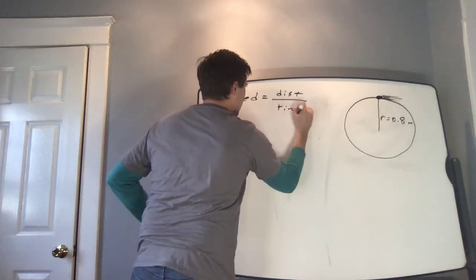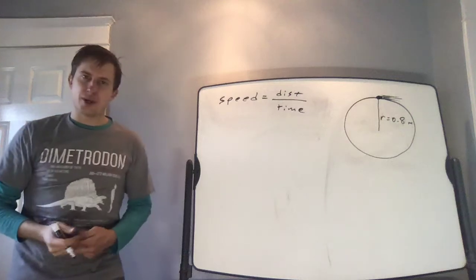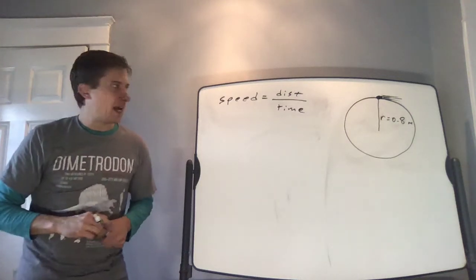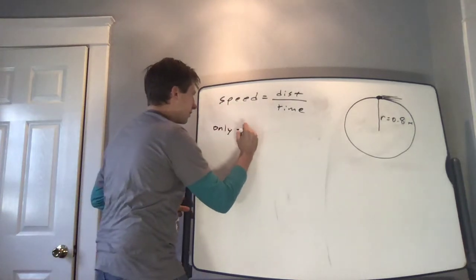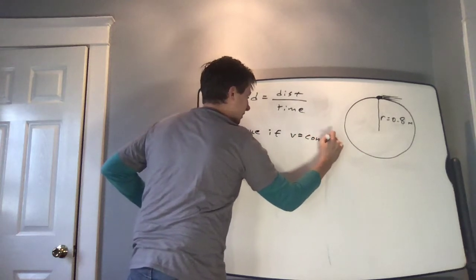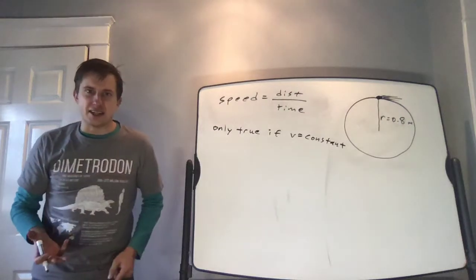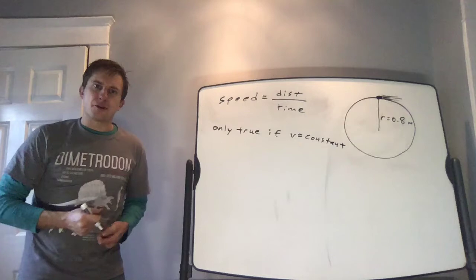time of travel. Now, when I use this relationship, there's something I want to take a moment to be very explicit about. This relationship is only true if the speed is constant. If the speed is not constant, I am not allowed to use this relationship. You can see that very explicitly.